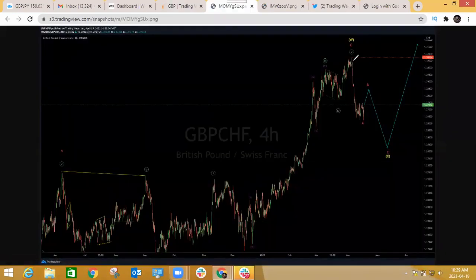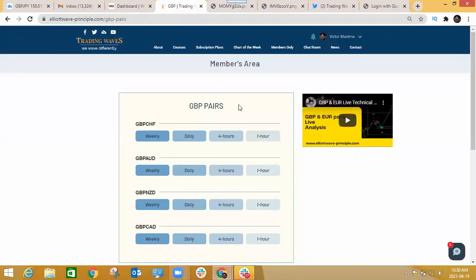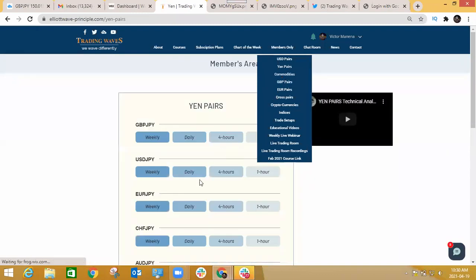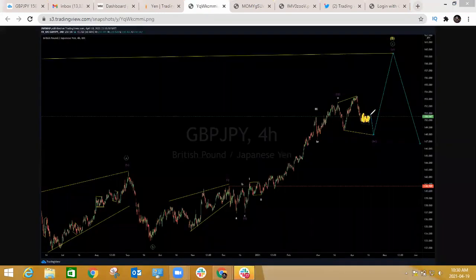You see here, did I open the right one? No, not the right pair. We want yen pairs, not pound pairs. Pound yen for hour, we are here. This is why the indicator is supporting downside as well. Then we'll be looking for upside.